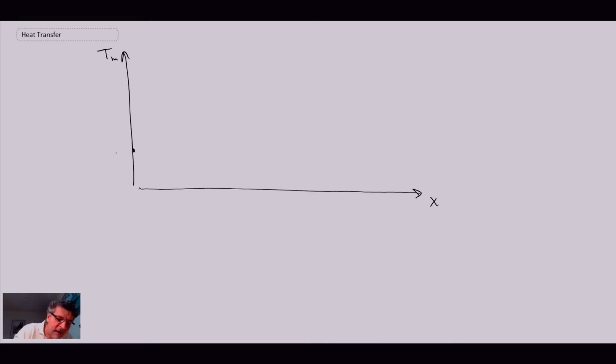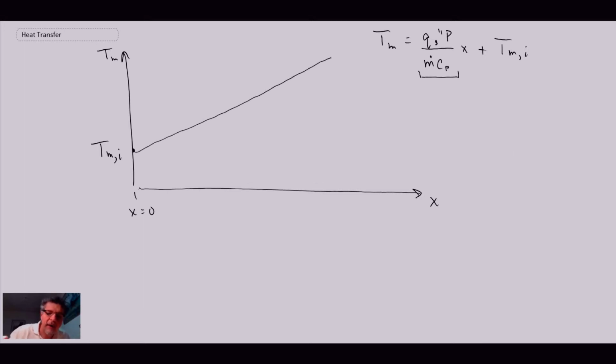So we have T_mi. This is x equals 0. What we can see from the equation is that it's just a constant slope, and this is the slope. Consequently, the bulk temperature is going to look something like that. It's a constant slope curve, a linear curve.